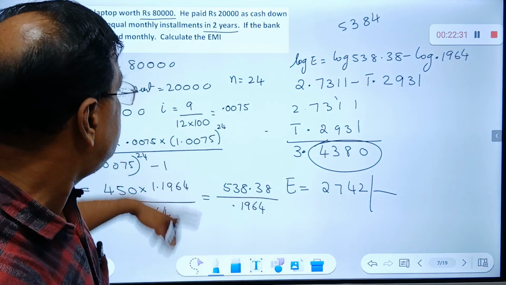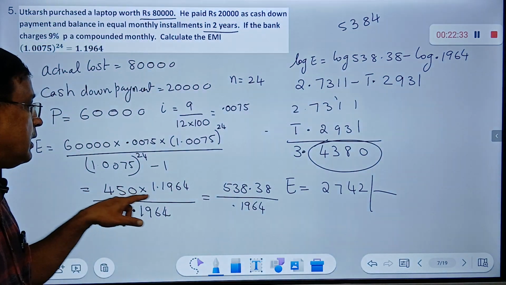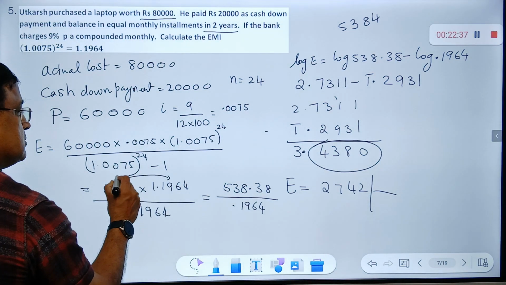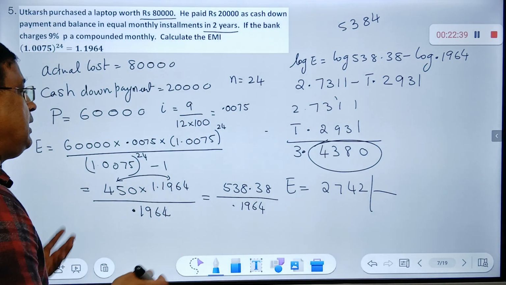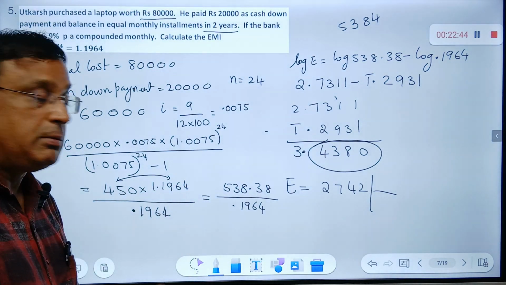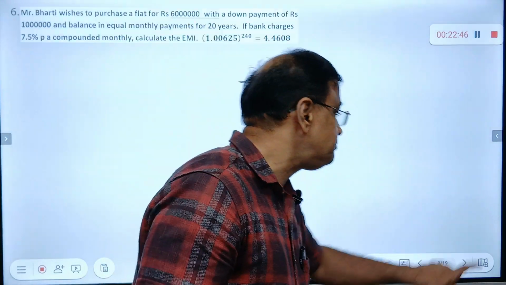See here, in the previous problem I took log directly. Here also you can take. But my suggestion is it's easier to multiply this. If you can do that, you multiply and then take log. Or otherwise, if you don't want to do that, you take log directly, like in the previous problem. You will definitely get the same answer.